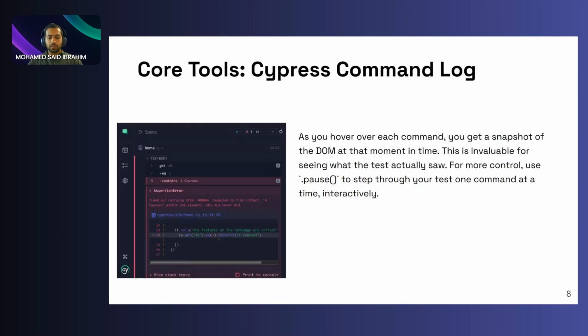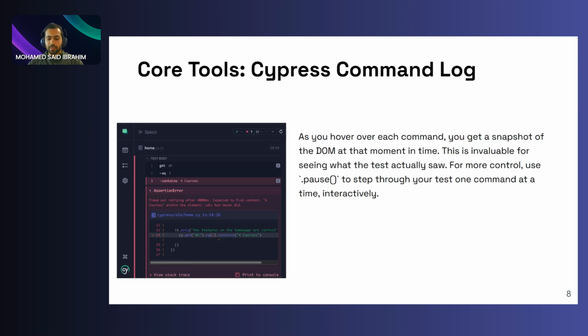All right, let's open the toolbox. Your primary investigation tool is the Cypress command log on the left. Watch this. As I hover over each command, I get a snapshot of the DOM exactly at that moment in time. That's invaluable for seeing what the test actually saw. If you need more control, throw in a pause and step through your test one command at a time, interactively.